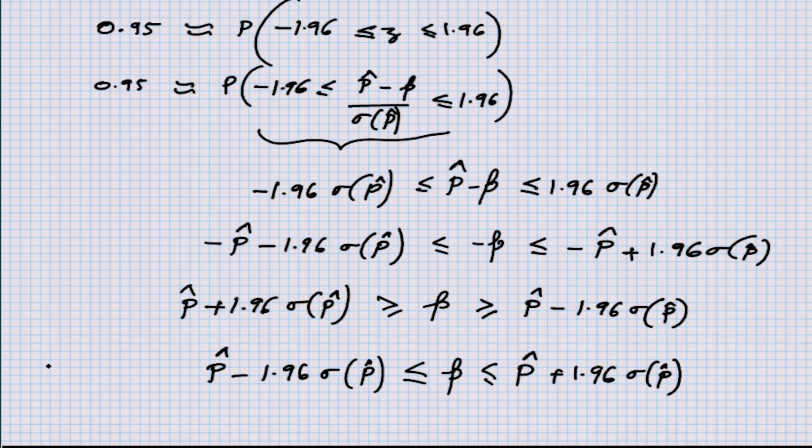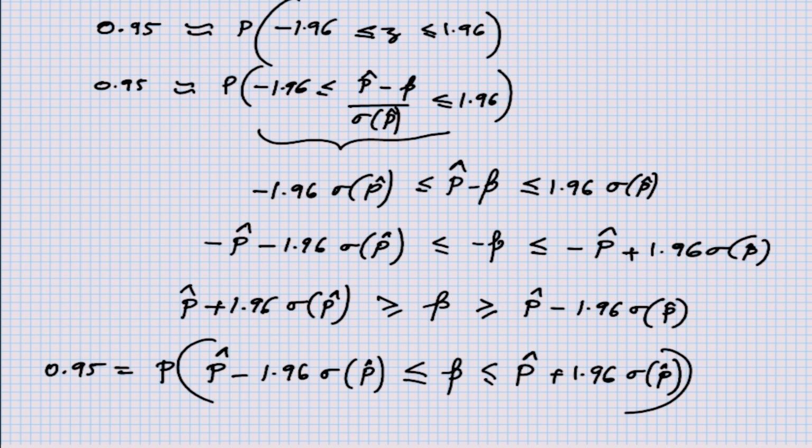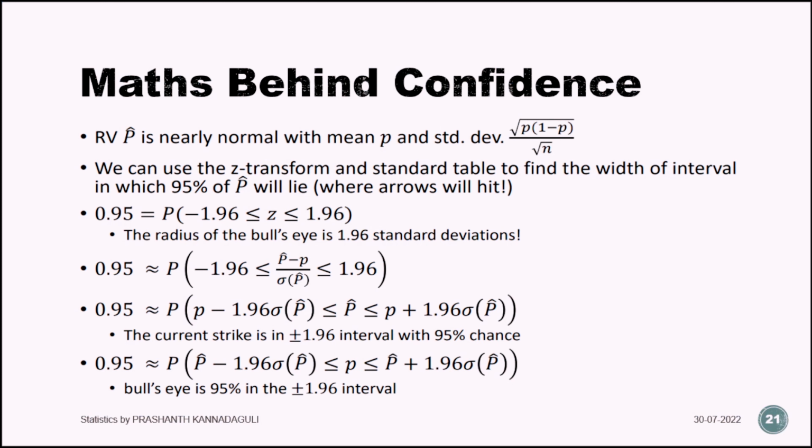Now I write the complete equation. Left hand side there is a 0.95, that is equal to the probability of this. Just look at this equation. I'll change my screen so that you will get the same thing printed over there. Look at the last equation. 0.95 is approximately equal to the probability of P cap minus 1.96 sigma P cap less than or equal to P, less than or equal to P cap plus 1.96 sigma of P cap. So that is how we got to this equation, the last equation over there.